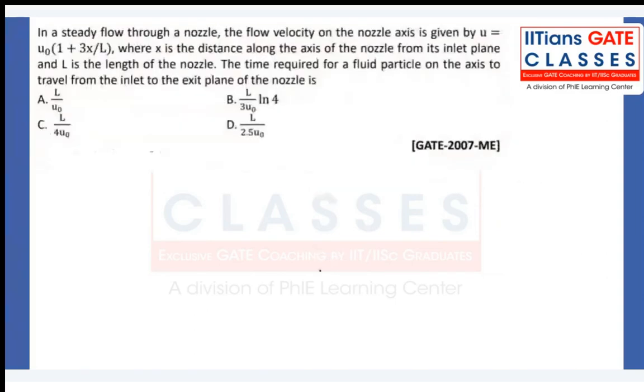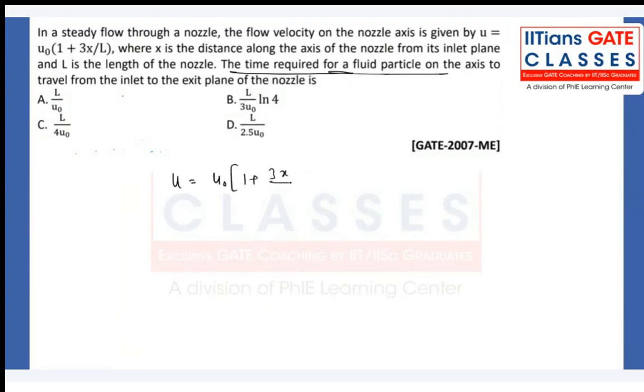Now we will solve this particular problem. They are asking what is the time required for a fluid particle on an axis to travel from inlet to exit. That means it is talking about some kind of history. So this problem belongs more to Lagrangian descriptions, right? So what have they given? U is given as u naught into 1 plus 3x by L.